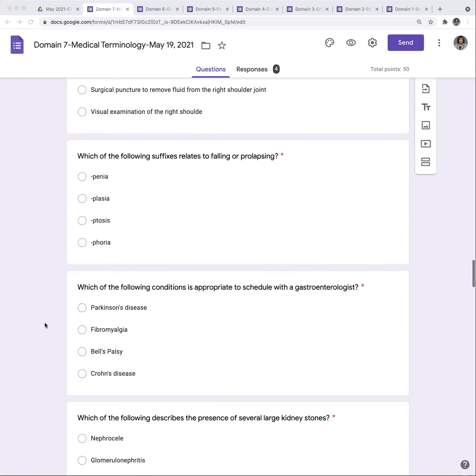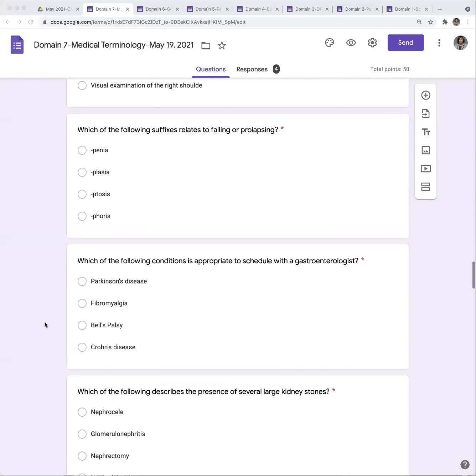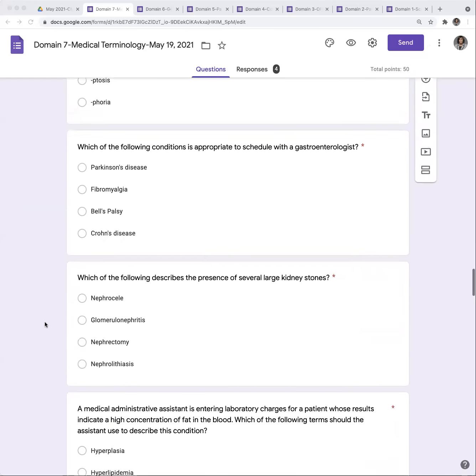Which of the following suffixes relates to falling or prolapsing? P is silent, ptosis. Ptosis. Which of the following conditions is appropriate to schedule with a gastroenterologist? I know you know this answer. That's me. Crohn's.